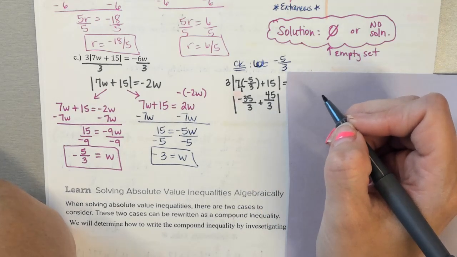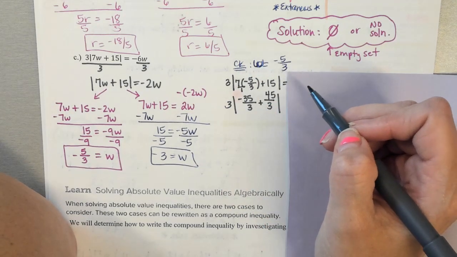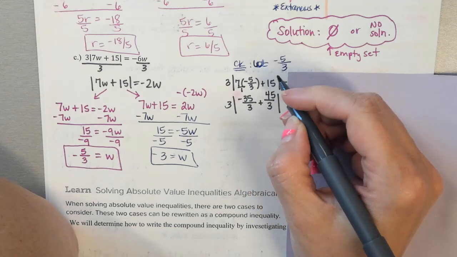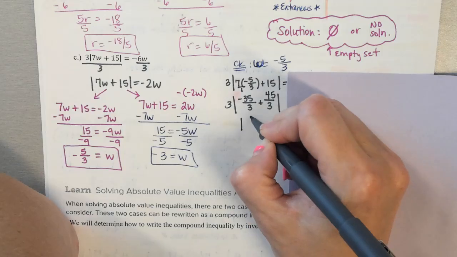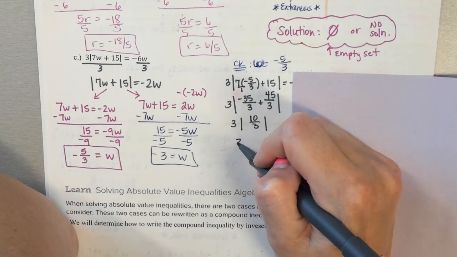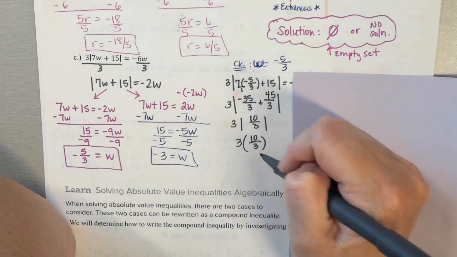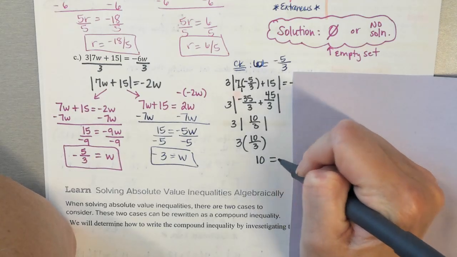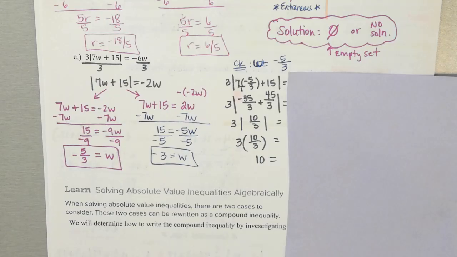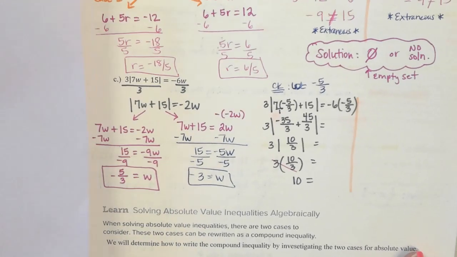Good. And then we're going to keep this 3 on the outside. Okay, so now that I have a common denominator, negative 35 plus 45 is, yep, so just 10/3. And then when you take the absolute value, it is just going to be this. And then the 3's are going to cancel. Okay, so you have 10. You can cancel this out.